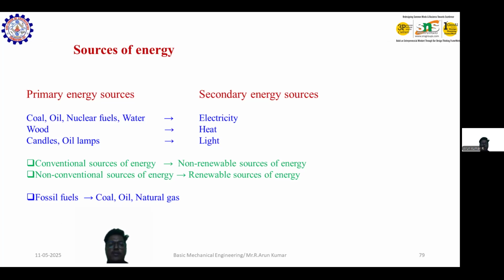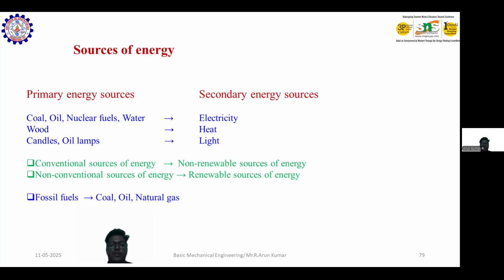The sources are also further classified based on whether they are renewable: conventional sources of energy or non-conventional sources of energy. The conventional source of energy is a non-renewable source of energy, so it is a one-time process. Then the non-conventional source of energy is a renewable source, from which energy can be extracted repeatedly. These are the types of sources of energy.